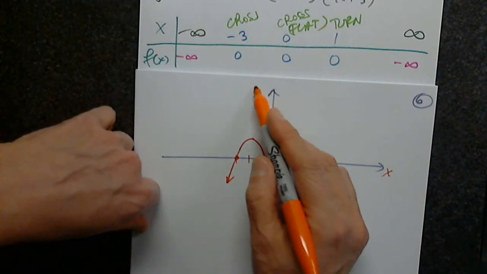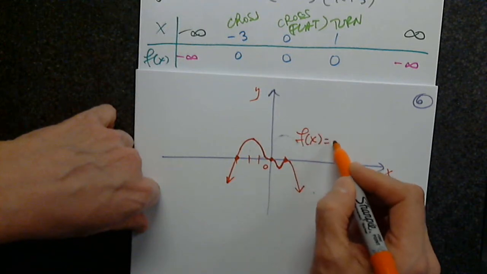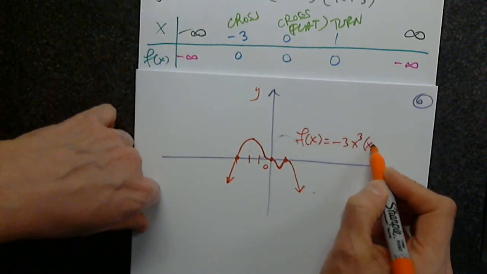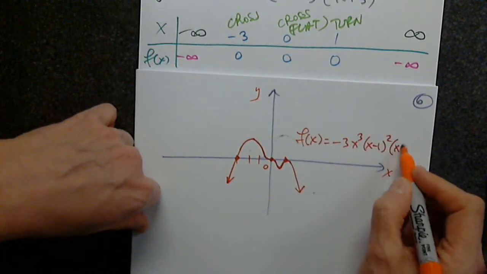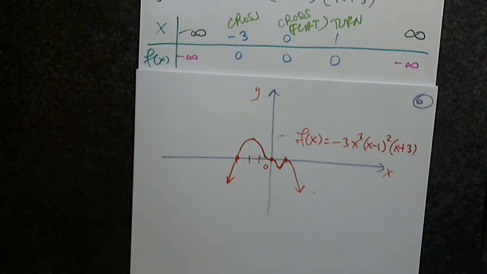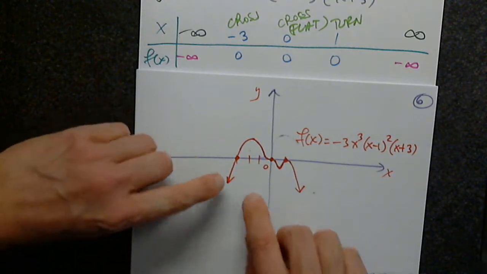So let's do this again. Let's write f of x equals negative 3 x cubed, x minus 1 squared, and x plus 3. Let's do this again together, and then we check with the graphing calculator. It's not a good idea to check with the graphing calculator before you discover this on your own. Okay? So let's do this.